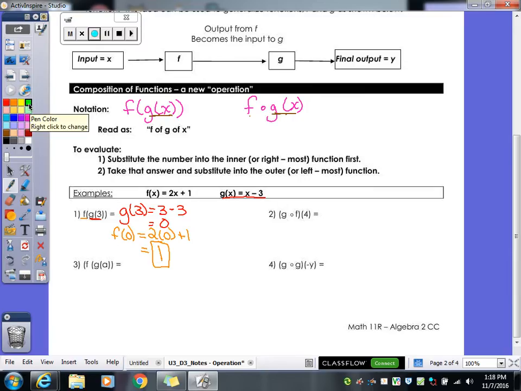Let's try an example number 2. Again, we work from the inside out. So f function is going to go first. I'm going to plug a 4 in for it. So f of 4 would be 2 times 4 plus 1. What does that give us? 9. So now we're going to take the 9 and plug it into the g function. So that would give me 9 minus 3, which would be a 6.